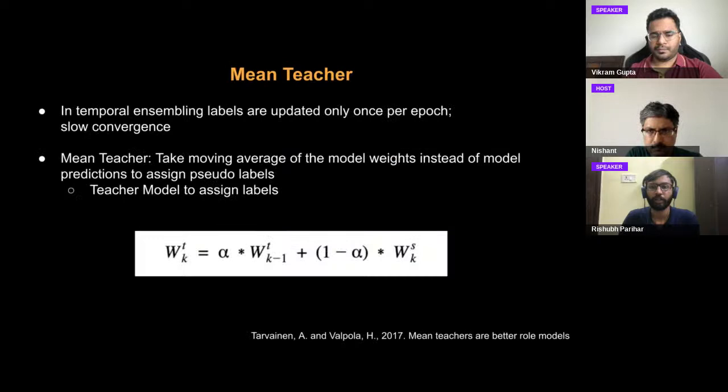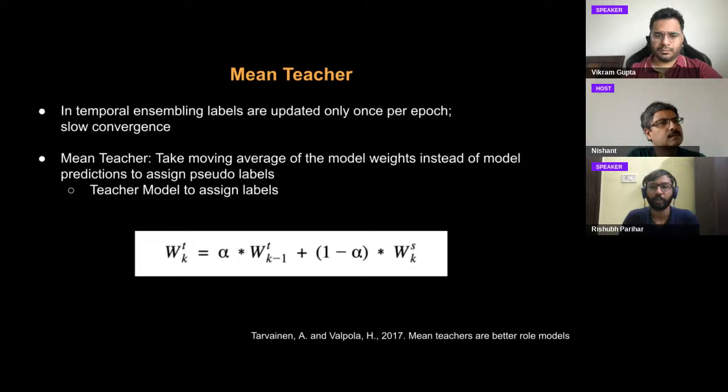Okay. So we have seen we could perform this temporal ensembling. But the problem there is we have to train for one epoch. After that, we'll assign pseudo labels. Again, we'll train. Again, we'll assign pseudo labels. So to get the information of pseudo labels used in the training, one has to wait for the complete epoch. So the model has to wait once the epoch is complete. After that, it will get a new set of labels.